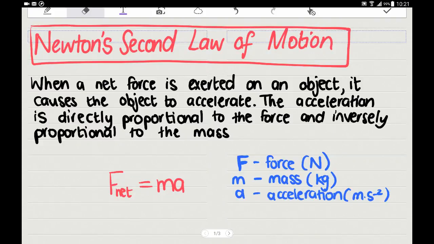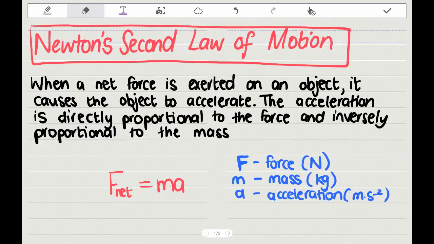Hello. In this video, we will be doing Newton's second law of motion. In the previous videos, we did Newton's first law of motion as well as some applications. Now we're going to look at Newton's second law. Newton's second law states, when a net force is exerted on an object, it causes the object to accelerate. The acceleration is directly proportional to the force and inversely proportional to the mass.